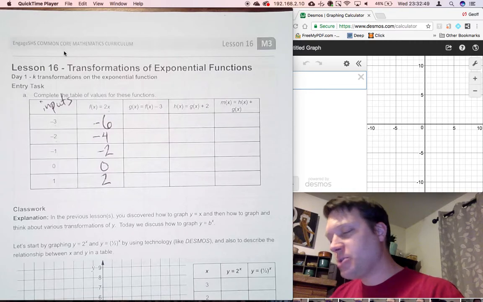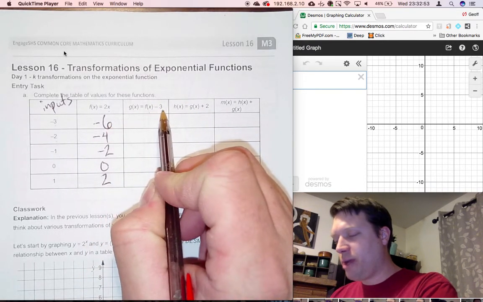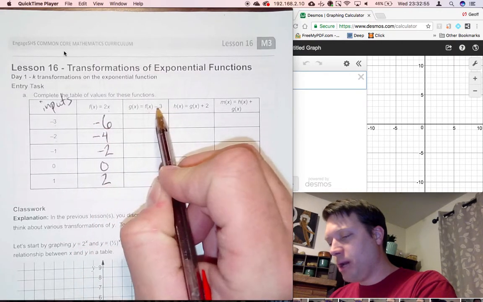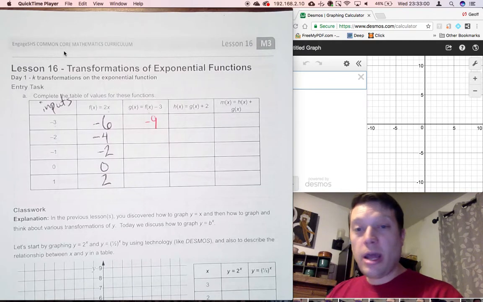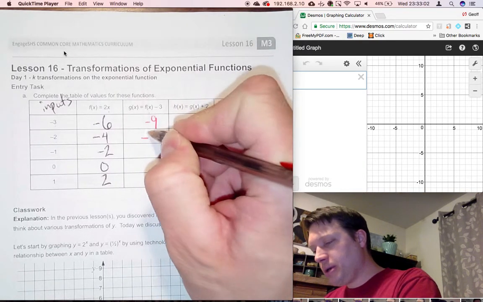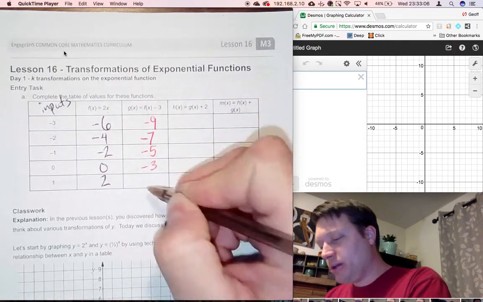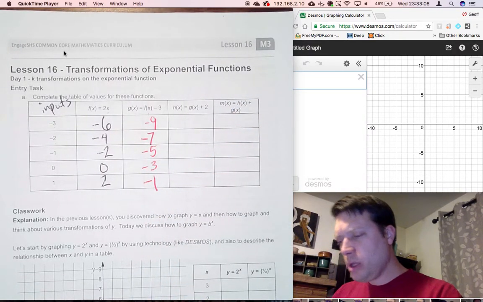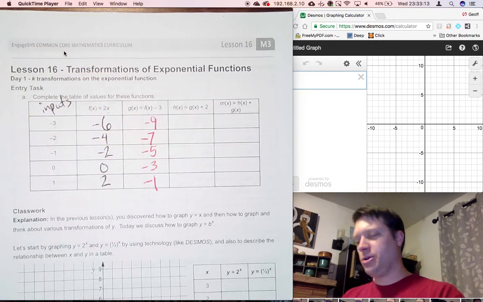For g of x, we're going to take the f of x value and subtract 3 from it. So negative 6 minus 3 becomes negative 9. Negative 4 minus 3 becomes negative 7, negative 5, negative 3, negative 1. These are all increasing by 2.